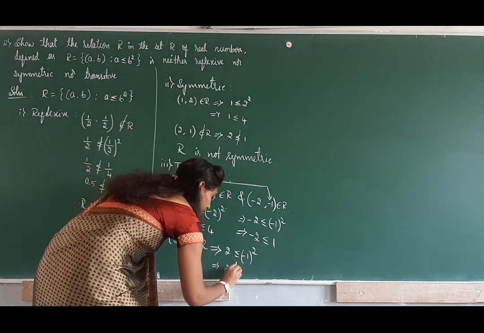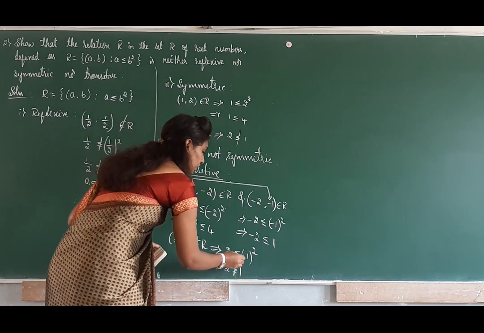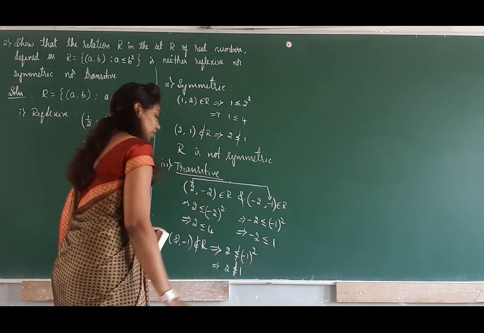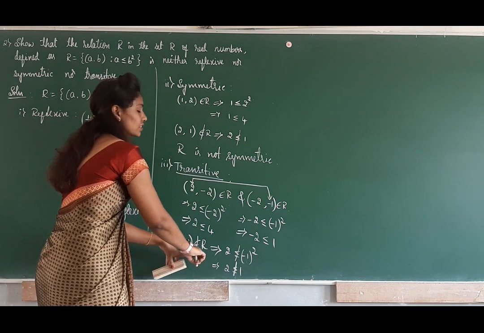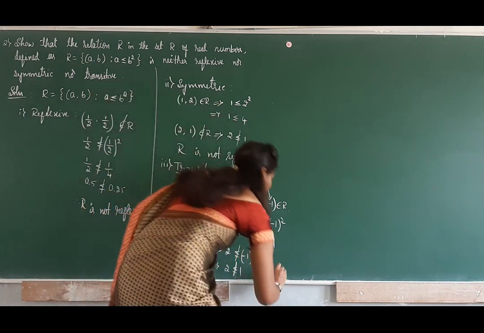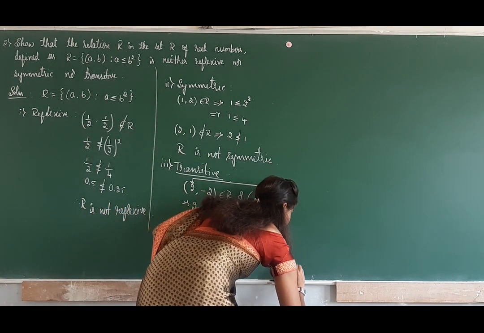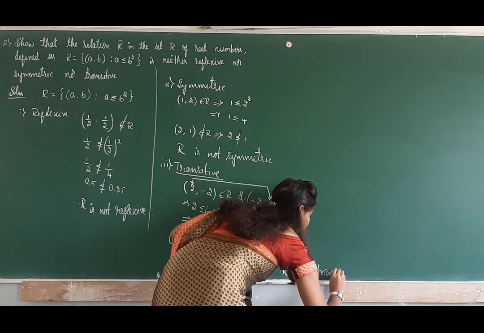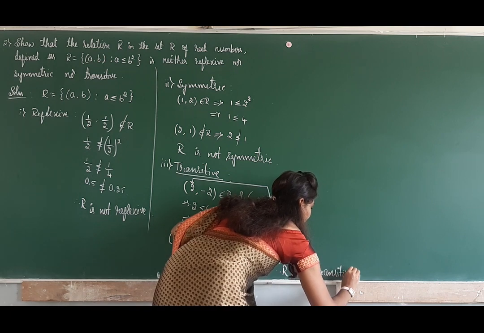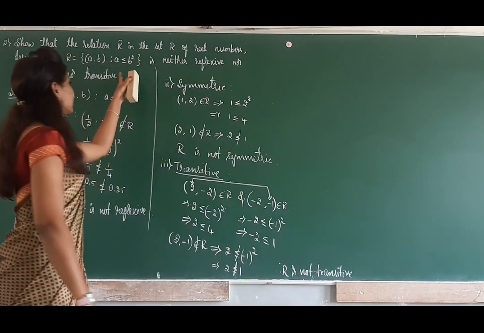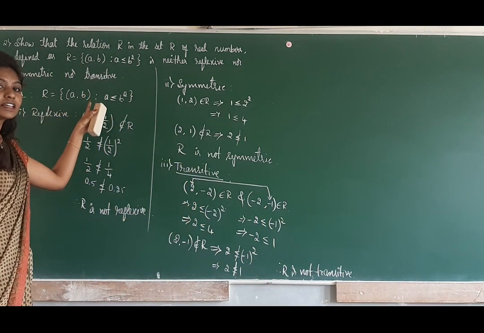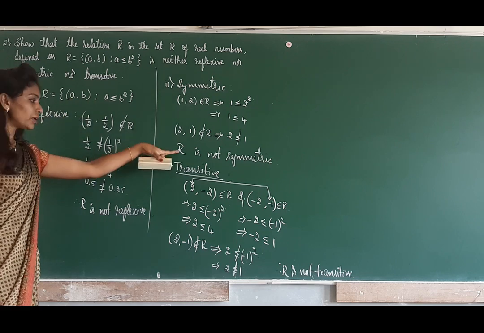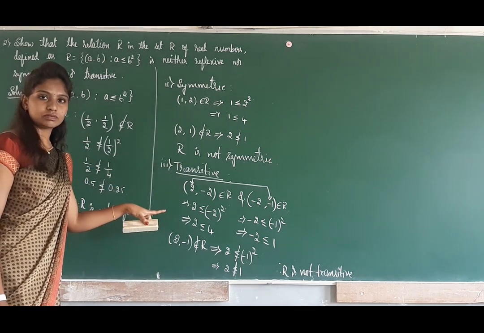It is not. So 2 is not less than or equal to 1. 2 is not less than or equal to -1 whole square. Therefore 2, -1 does not belong to R. Therefore R is not transitive. What we showed here: relation R is neither reflexive nor symmetric nor transitive.